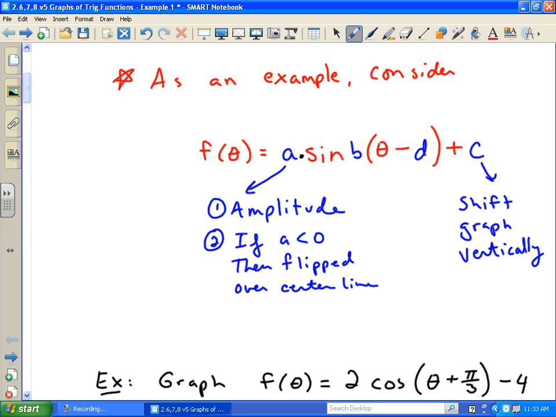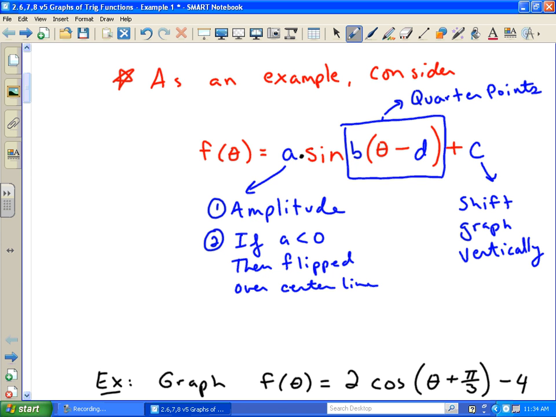Now I teach this next part a little bit different from your text. The values of b and d, what I will say is that they affect your quarter points. Sometimes when you change your quarter points, it also changes the period. Sometimes it does not. What the book does is say that the value that's subtracted on the inside, d, shifts your graph left and right. And then the b on the front either stretches or shrinks your graph.